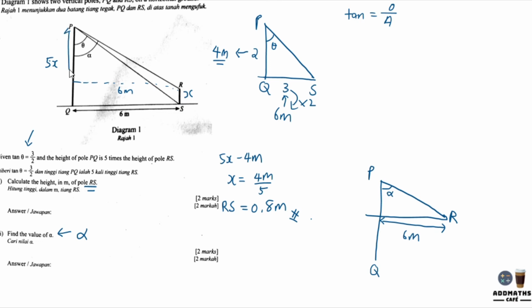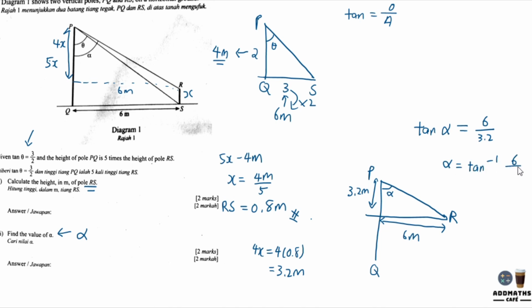So from P to this part, it will be 4x. So from here to here, it will be 4x. 4x is equal to 4 times 0.8, which will give you 3.2 meters. So you have opposite, you also have adjacent. So how to find the alpha? It will be shift tan, which means tan negative 1 of 6 over 3.2. And the final answer of alpha will be 61 degrees 56 minutes. All right, so this is the second answer.